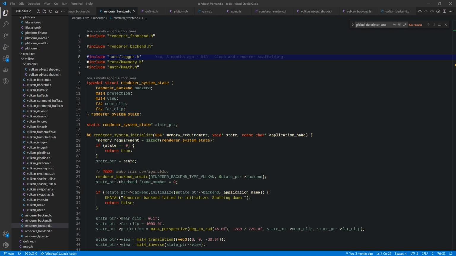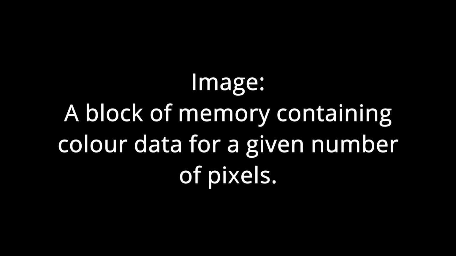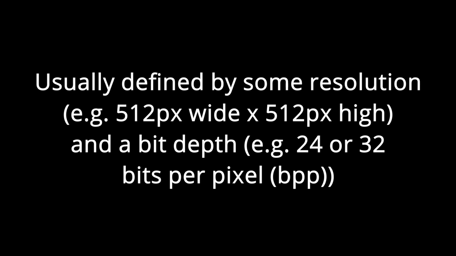So first off, what do we mean when we say image? Because this can have a bunch of different meanings depending on context. The general concept of an image is a block of memory containing color data for a given number of pixels, right? This is usually defined by some resolution, say 512 pixels wide by 512 pixels high, and a bit depth, say 24 or 32 bits per pixel.